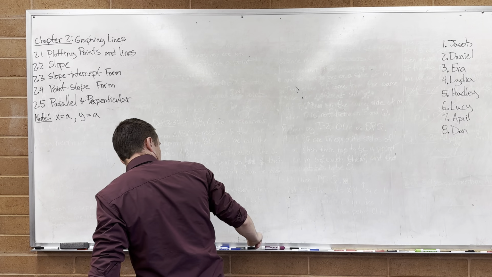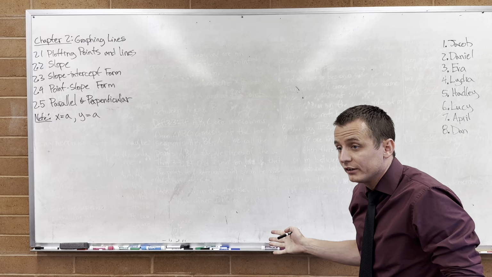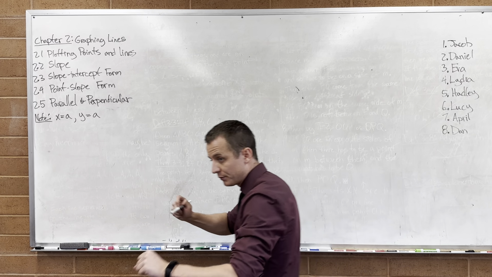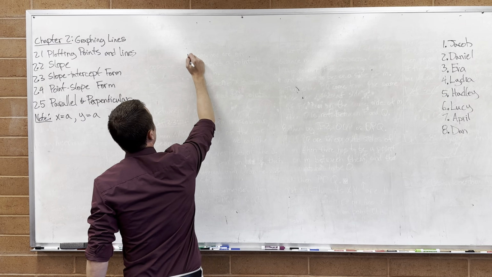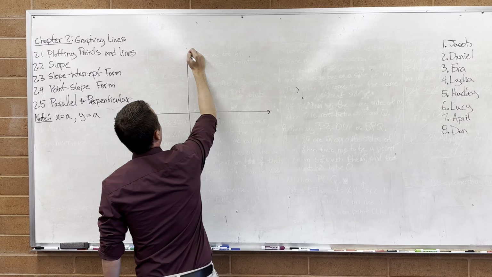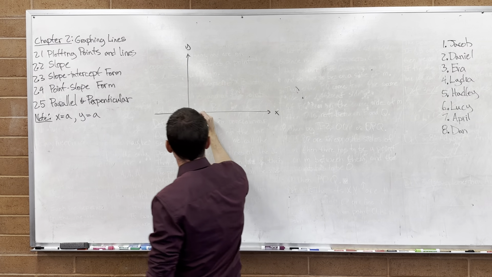So chapter 2, hopefully a fairly easy chapter. Essentially, the chapter is about plotting lines and the equations of lines. That's all it's about. So first off, let's introduce what we plot on. We plot on what we sometimes call the xy plane or the coordinate plane. And hopefully you're somewhat familiar with this plane.